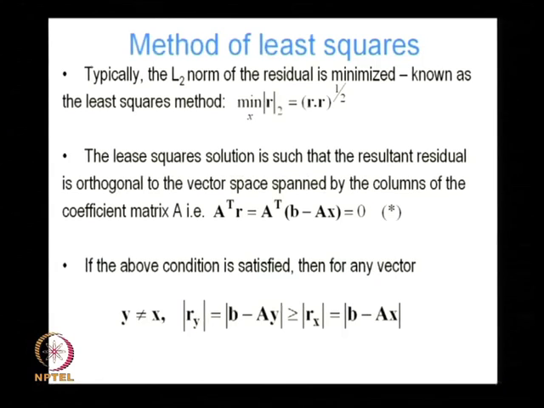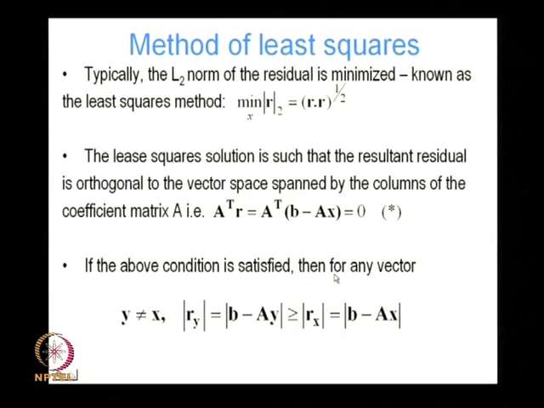If we take the projection of b minus Ax on that space which is spanned by the columns of A, then we get 0. So basically the residual has 0 component in the space that is spanned by the columns of A. So it is orthogonal to the vector space that is spanned by the columns of the coefficient matrix A.